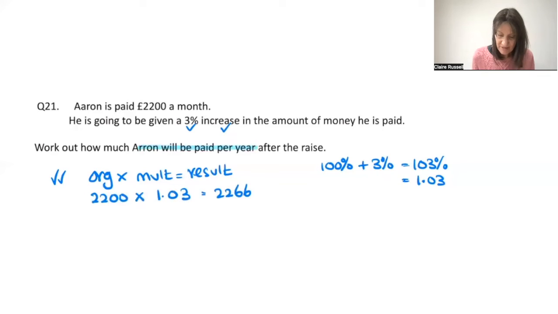Aaron, we've got to work out what he's going to be paid per year. And at the moment, we're just working on his monthly earning. So we then take this answer, times that through by 12 to get his final annual salary of 27,192.